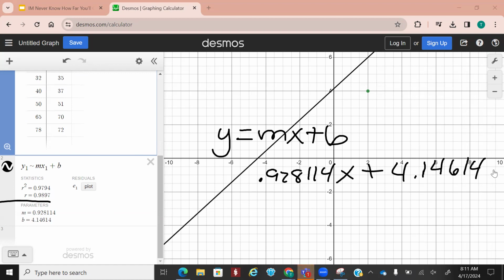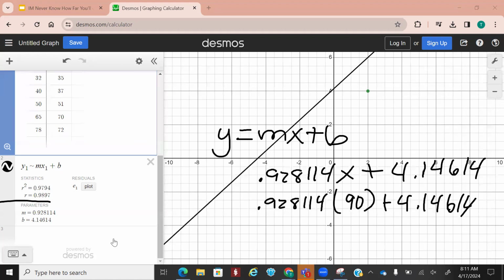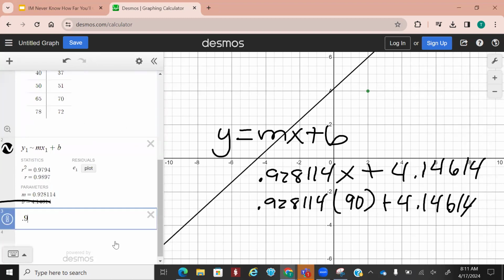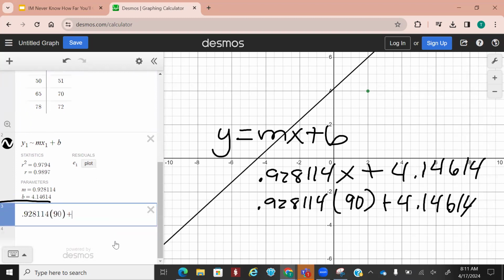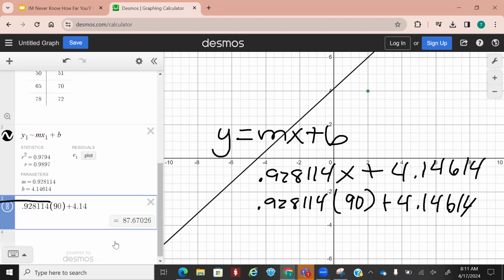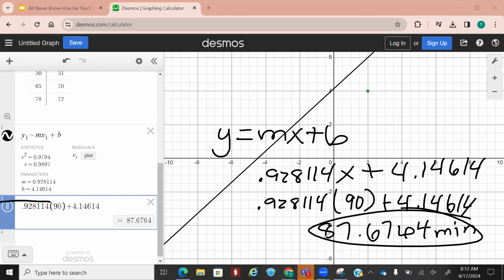Now, 90, you're going to plug it in for x. So 0.928114 times 90 plus 4.14614. And then we're going to type that into our calculator because I don't know that off the top of my head. 0.928114 times 90 plus 4.14614. So that's going to take 87.6764 minutes. So we're going to say 87.6764. And you could have rounded that, but that's okay. Does that make sense? Everybody see how I did that?